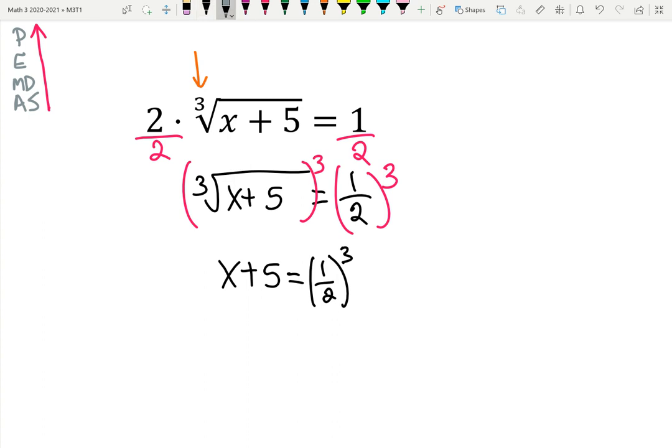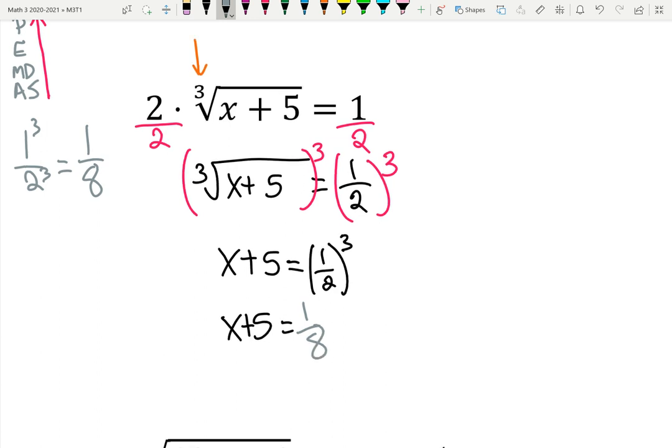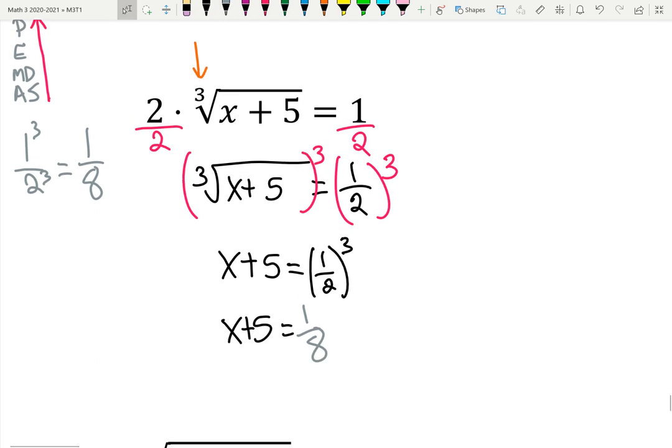To do 1/2 to the third, that means I distribute it to both. 1 times 1 times 1 is 1. 2 times 2 times 2 is 8. I get 1/8. x plus 5 is equal to 1/8. Now I need to go ahead and get my x by itself. I'm going to subtract 5 from both sides. This is going to result in x is equal to 1/8 minus 5.